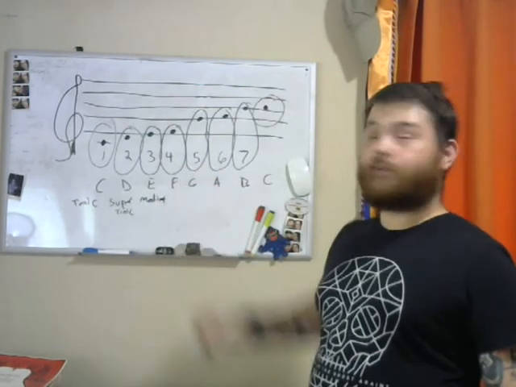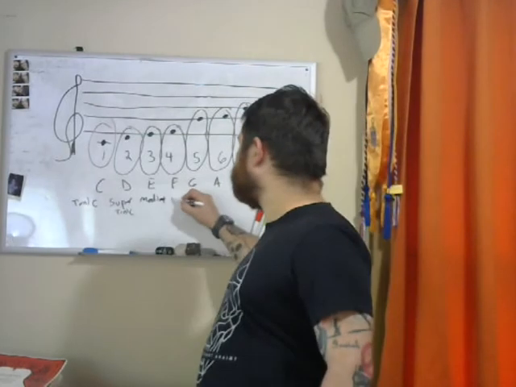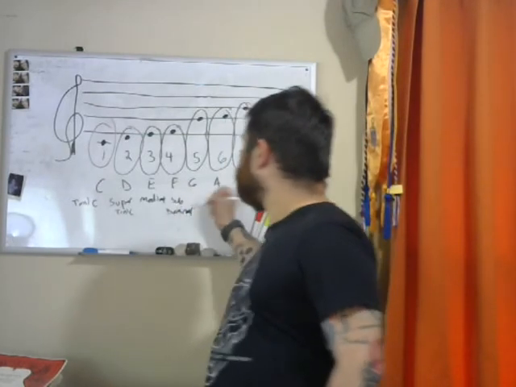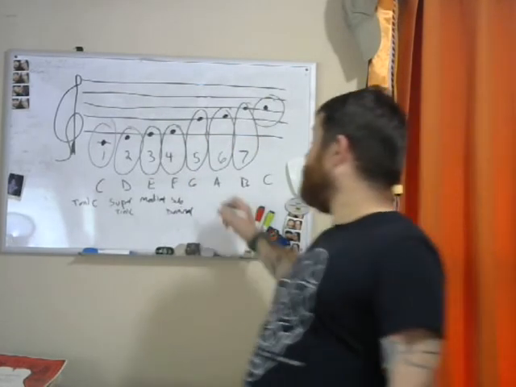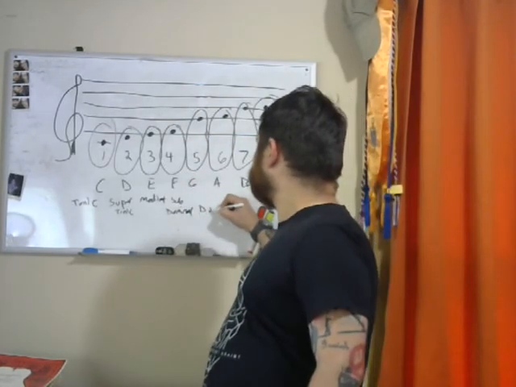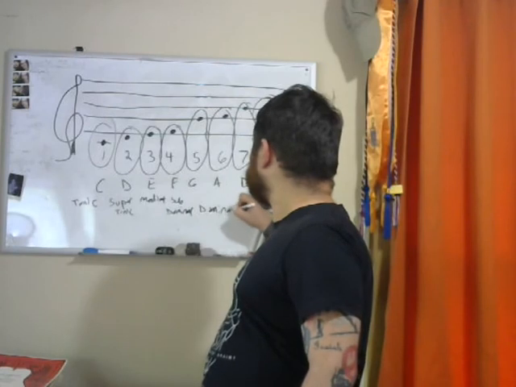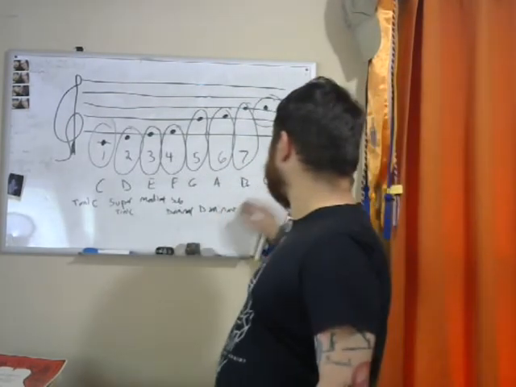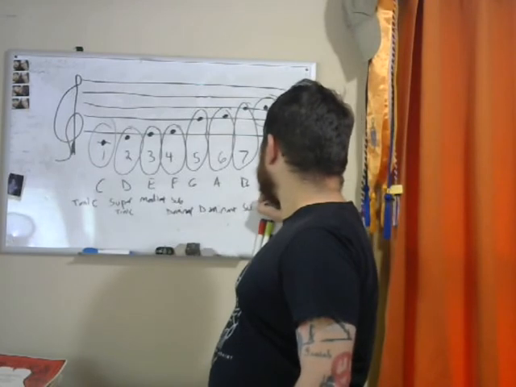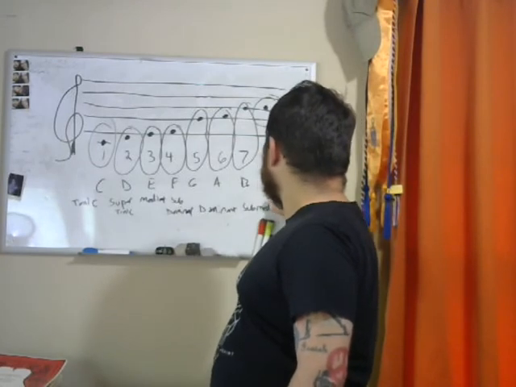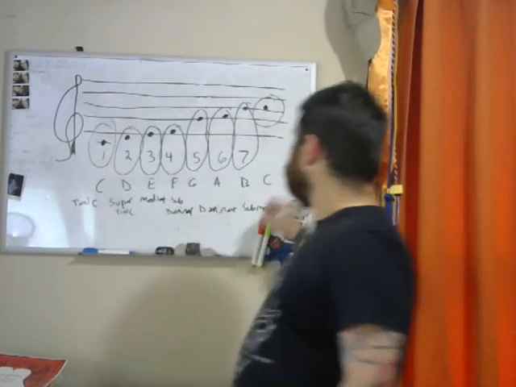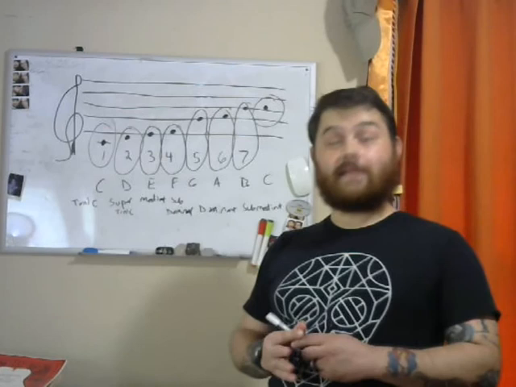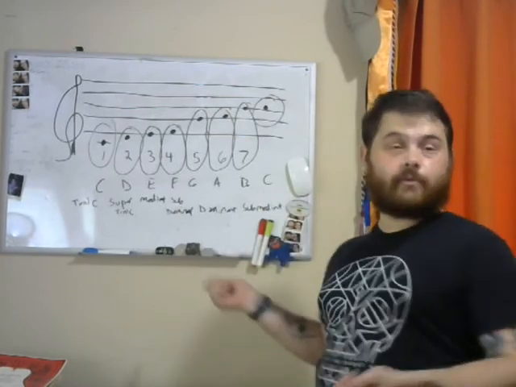The fourth scale degree is an F. We call that a subdominant. The fifth scale degree is a G. We call that a dominant. The sixth scale degree is an A. We call that a submediant. And the seventh scale degree is a B, and we call that a leading tone. This C is also a tonic.